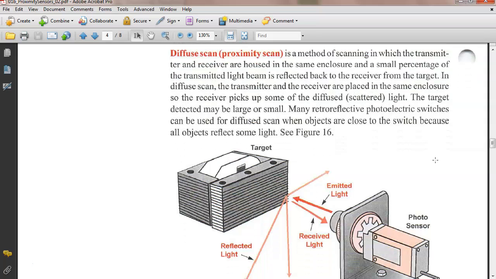Then a diffuse scan. This guy actually depends on light being reflected off the objects. What do these guys have problems with? Well, all of them have trouble with glass. But you're right. It would have trouble with... What depends on the amount of light that gets reflected? Yeah, the color, right? So the lighter the color, the more reflection you get back. The darker the color, the less reflection you get back.